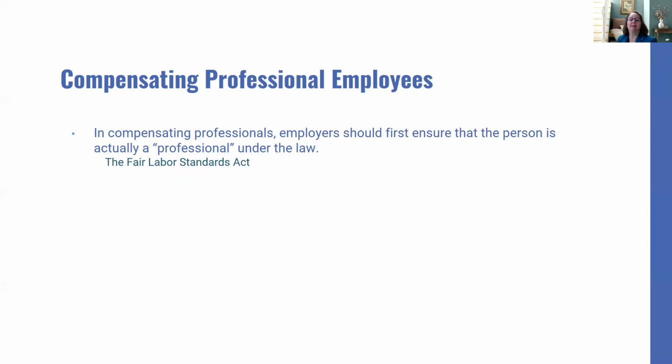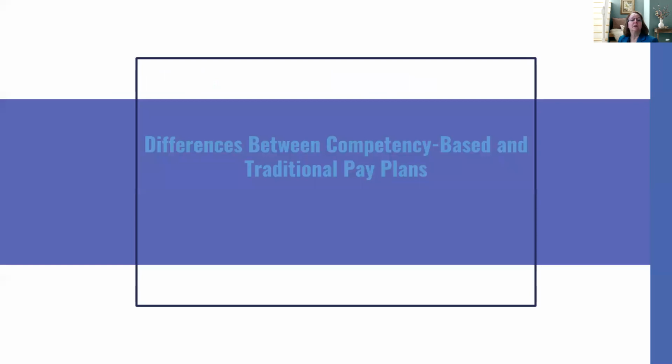So in addition to earning at least $455 per week, the person's main duty must be performance of work requiring advanced knowledge, and the advanced knowledge must be customarily acquired by prolonged course of specialized intellectual instruction. So analytical jobs, highly specialized, highly sensitive knowledge, etc., puts you in that category.